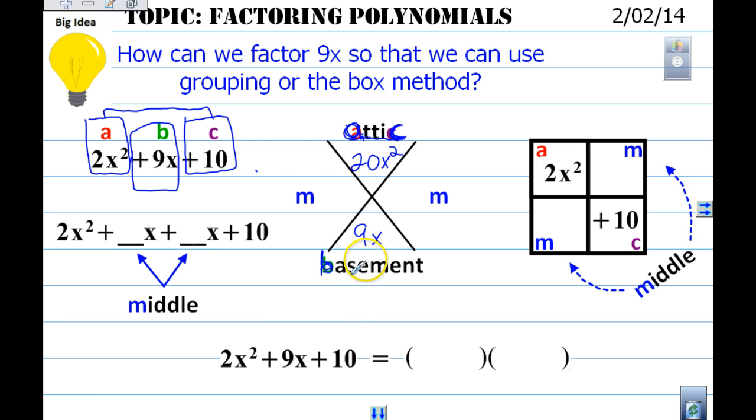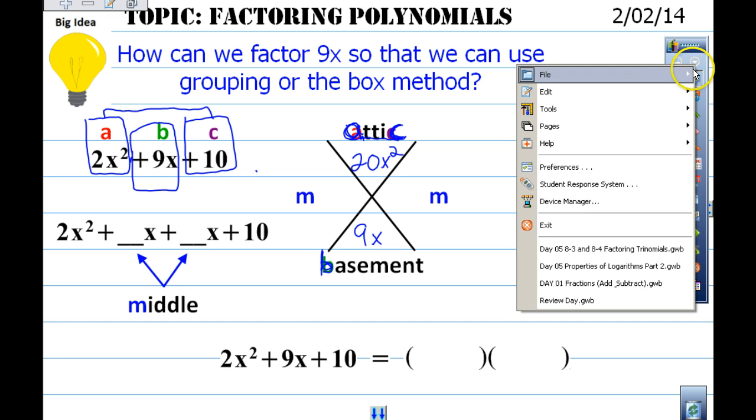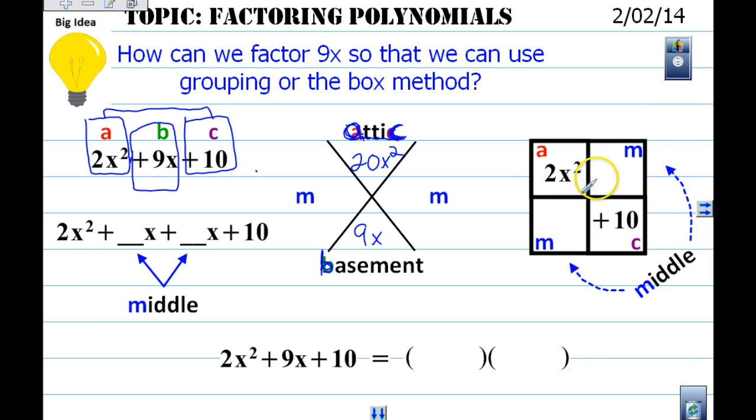So here's what we're doing. We're taking 9x and we're splitting it up into two numbers that add up. Those two numbers are going to go here. We can't just plug in 9x here and start factoring because we're missing terms. So that's why we're going to take that 9x, use this tool, to break it up into two parts that will factor. And you might remember this. We're trying to find two terms that multiply to 20x squared, that will multiply to the attic, but add to the basement. You have to add. So what numbers multiply to 20, but add to 9?